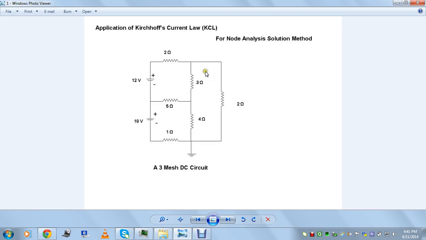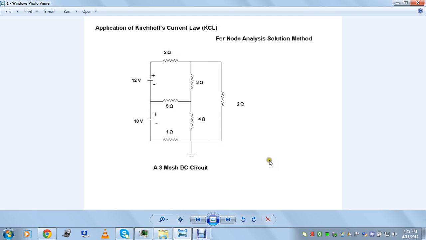For a small illustration of KCL, you can subscribe to my channel and watch the previous video of this electrical lecture online, which has a small illustration of KCL along with KVL for a smaller circuit. And this is now an extended DC circuit with 3 meshes. That's why I'm saying it is a 3 mesh DC circuit. I'm dealing with a bigger circuit compared to the earlier small circuit which I did in the previous video.